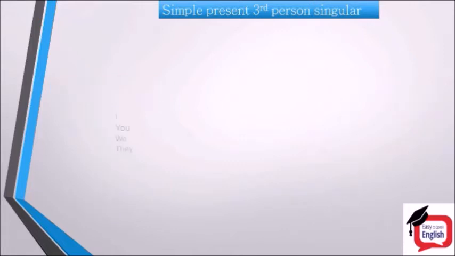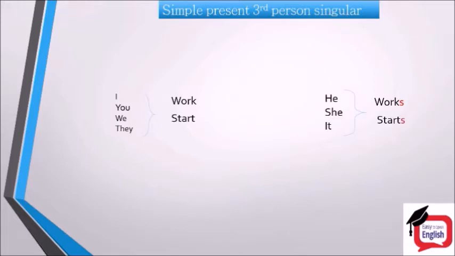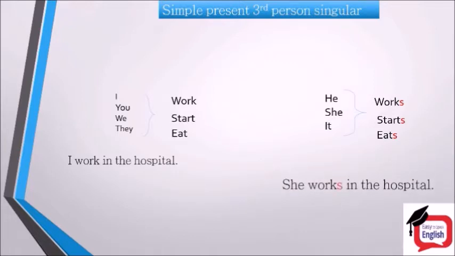Now, let's go. If I have a normal verb for I, you, we, and they, I will say work. But for he, she, it, I will add an S and I say works. Start, I start, but for he, she, it, starts. Eat, eats, and so on. So I will say here, I work in the hospital. But for she, I say she works in the hospital.